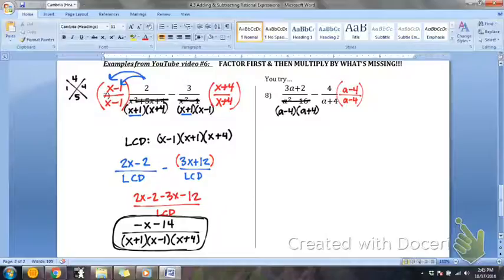Okay, and so then we would continue this problem, but we're not going to do that for now because now you know what to do. Okay? Any questions on this?